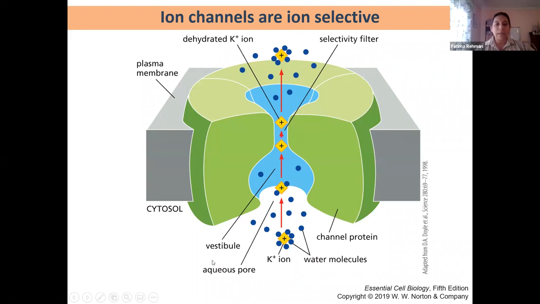Typically inside, this is an aqueous pore, so it does allow water molecules to be moving through it as well in this particular channel. You have a potassium ion. It's usually going to have a lot of water molecules around it because it's ionic and this is a water channel. As it moves through the channel, there will be a selectivity filter area where the water molecules will be dispersed, and only if it fits in that space is it going to be allowed to move out of that particular pore to the other side.